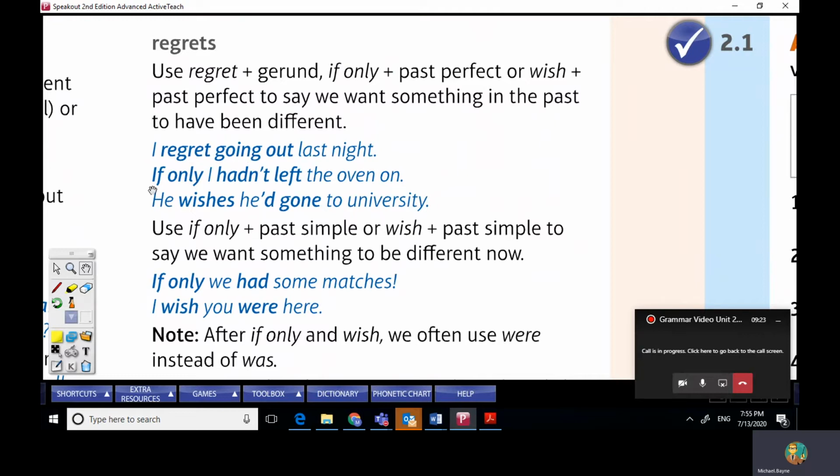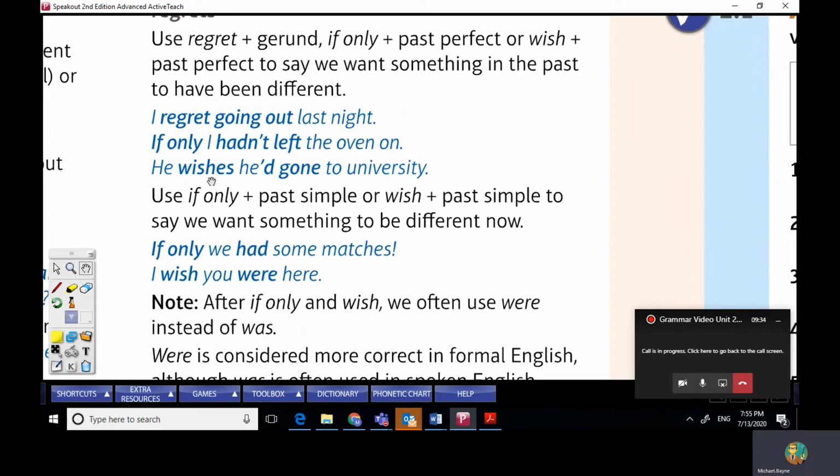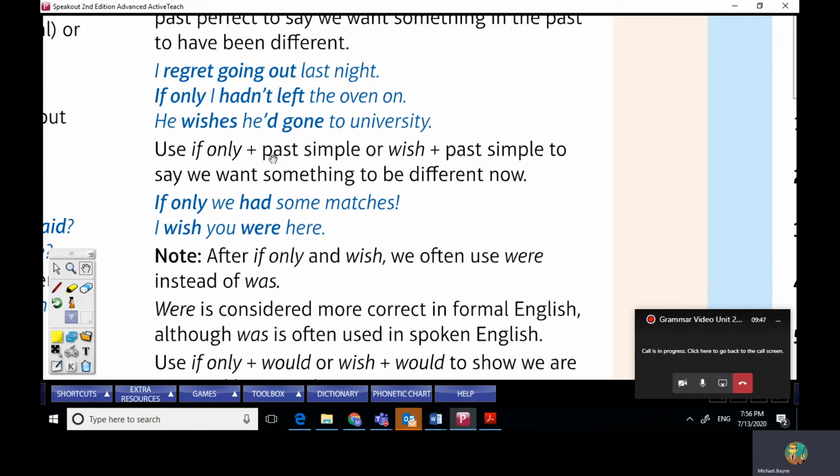Here, if only I hadn't left the oven on. So I did leave the oven on, but I'm sorry that I did, and I wish that it was different. And same thing with wish. He wishes he had gone to the university. So he didn't go to the university, but he wishes things were different, that he had gone to the university. So again, just pay attention to the structure of each of those.